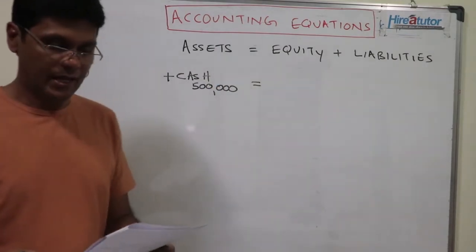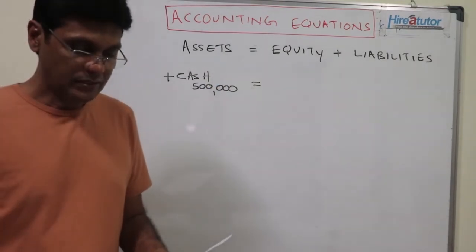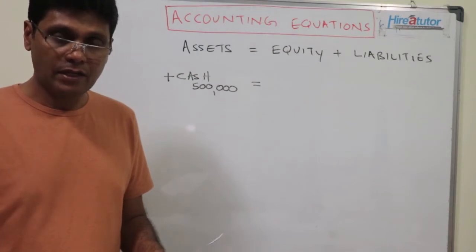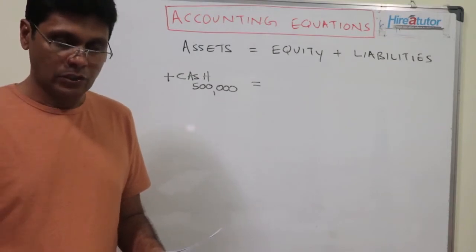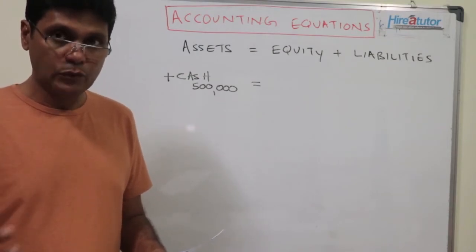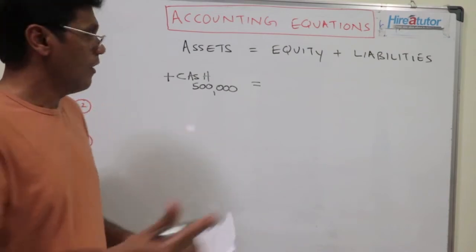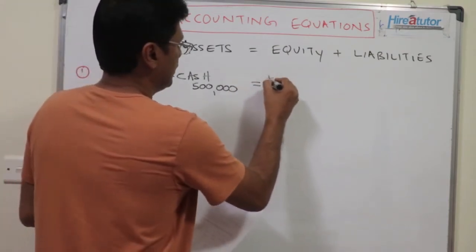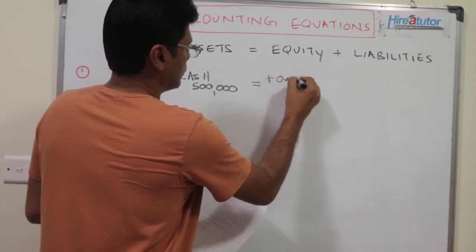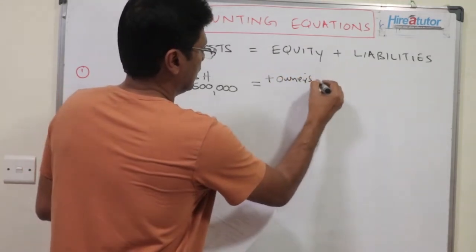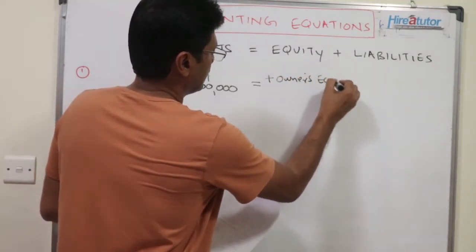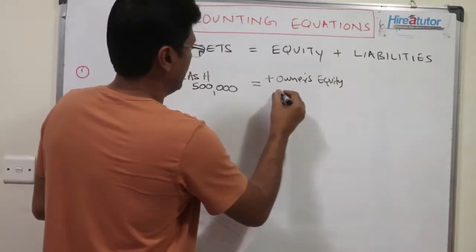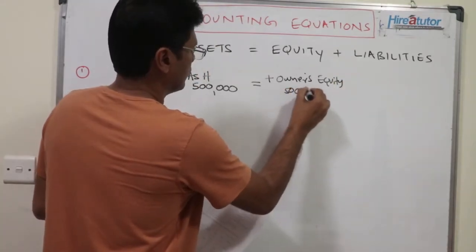And on the other hand, the business has to pay back this money to the owner. Therefore, the liability towards the owner, which is known as equity, will increase by 500,000. So this is owner's equity. Owner's equity will increase by 500,000.